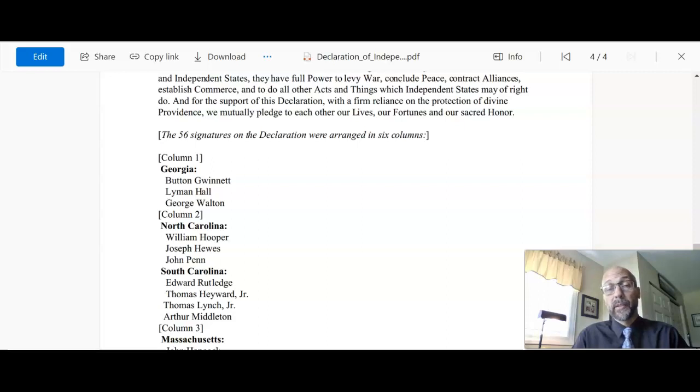I mean, this would have been considered an act of treason, right? These 56 people who were willing to sign their name to this document meant that, hey, there's no turning back. We're moving ahead. We're forging ahead. We're moving forward. And that's exactly what happened. The Declaration is the beginning point of it all, July 4th, 1776.